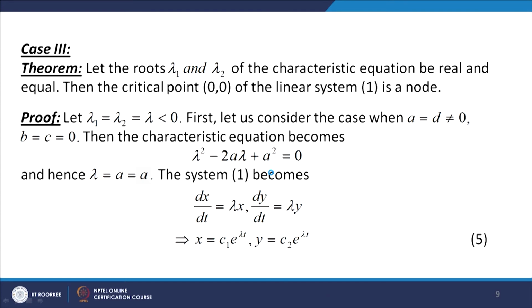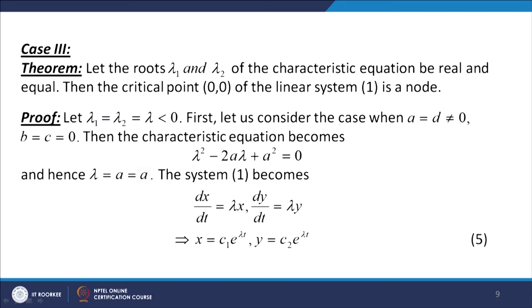Now, let us consider case 3, where we will assume that the eigenvalues lambda 1, lambda 2 of the system are real and equal. So, let the roots lambda 1, lambda 2 of the characteristic equation be real and equal, then we are going to show that the critical point 0 0 of the linear system is a node. So, let us begin with the situation where lambda 1 and lambda 2 are both equal to lambda and lambda is negative. So, we are assuming that both roots of the characteristic equation are real, equal and negative.